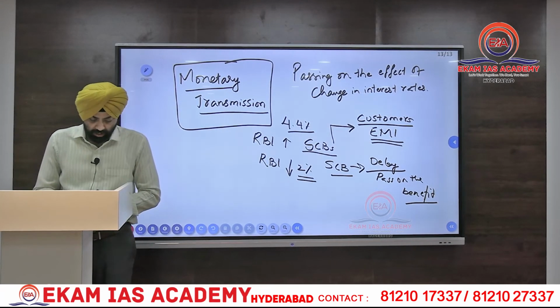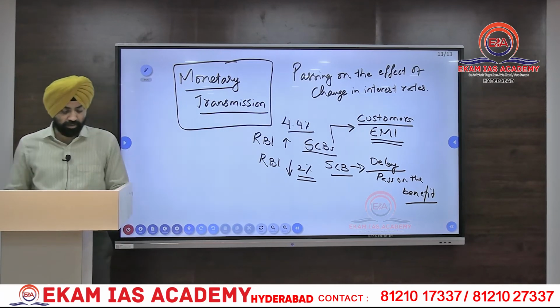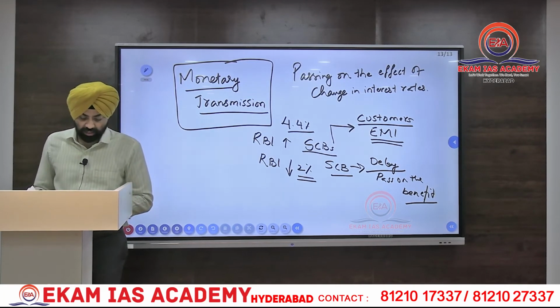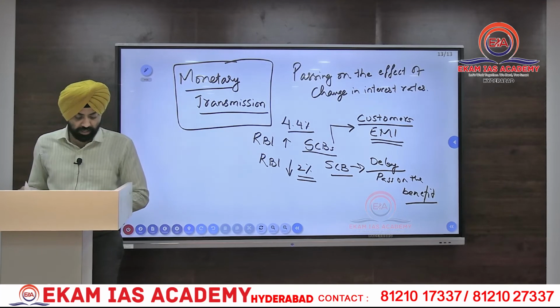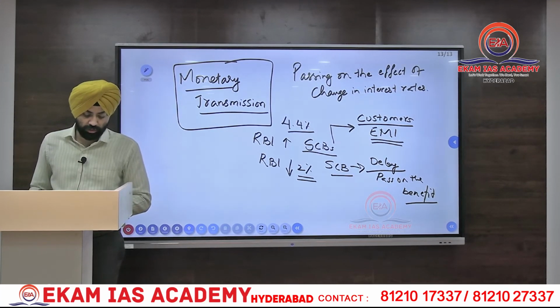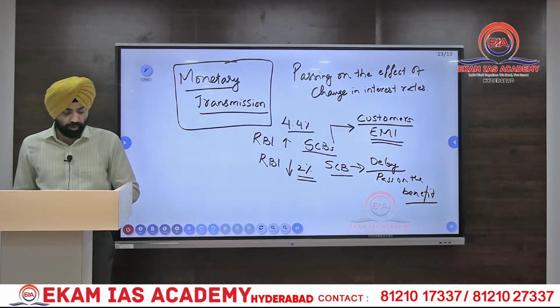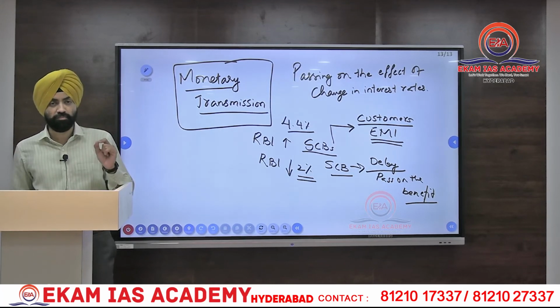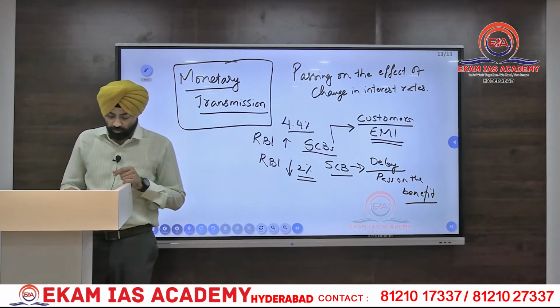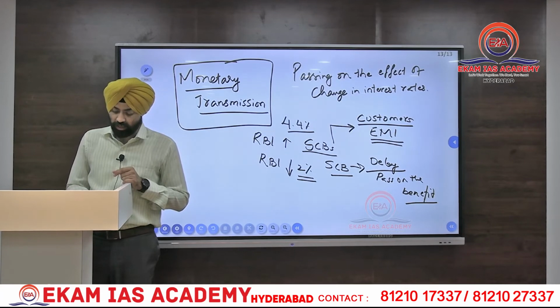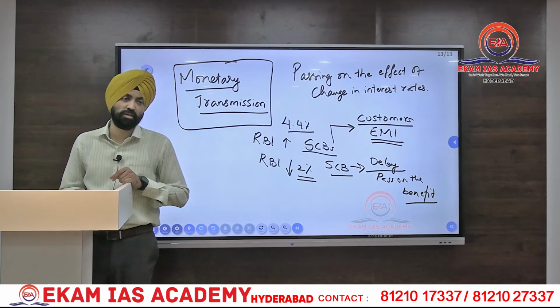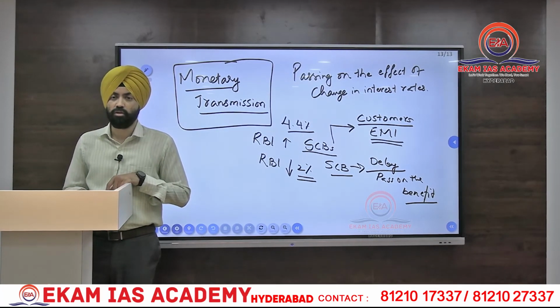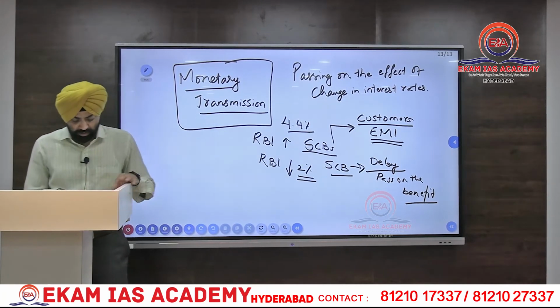Next, box 3, they are talking about the Unified Payments Interface, currently the single largest retail payment system in the country in terms of volumes of transactions, indicating wide acceptance. Very important for prelims, the questions might come. Which is currently the single largest retail payment system in the country? The answer is UPI, Unified Payments Interface.